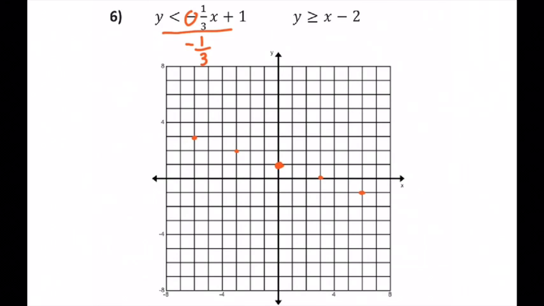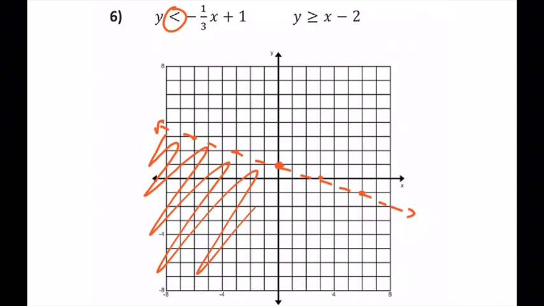I am going to connect these with a dashed line. And again, dashed because there's no equal to. And so I'm going to have a dashed line like this. And then it says less than, so I'm going to be shading below.